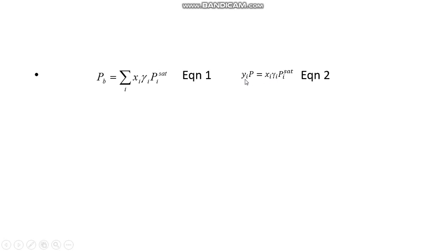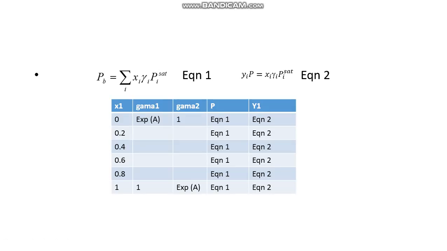So if we call these equations 1 and 2, we can generate the table like this, where x1 we start with 0 to 1. However, here there are not 7 points, you can make 7 points. So for x1 0, gamma 1 is exponential A times x2 squared, so x2 is 1, gamma 2 is 1. You can calculate P equals P2 set here, which can be obtained from equation 1, and y1 can be obtained by manipulating this as x1 gamma 1 P1 set upon P.